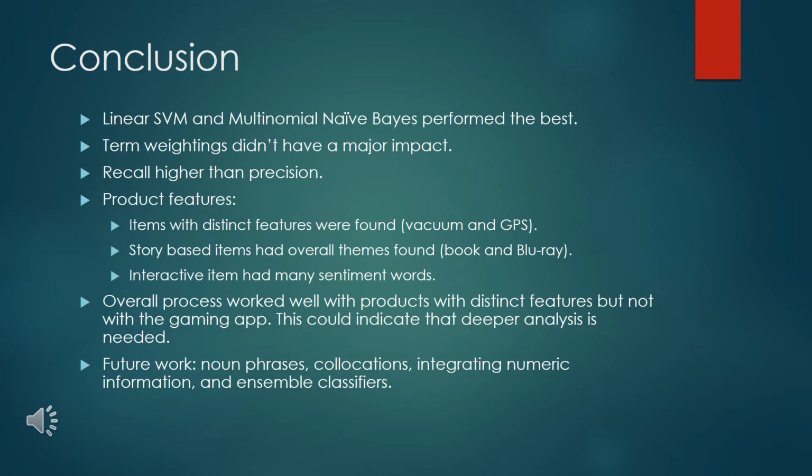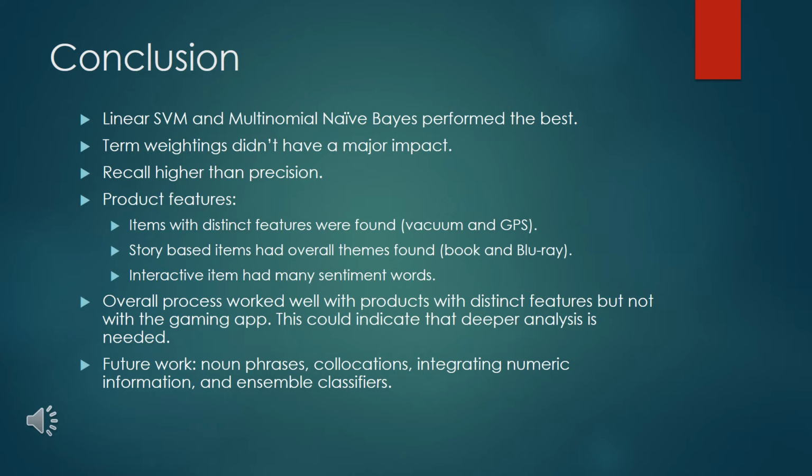As far as the third goal and the product features, what you got from looking at these various items is that items with distinct features, such as the vacuum and GPS, had these product features found. We saw that with both those items. But items that are story-based, such as the Wreck-It Ralph movie and the Twilight book, had overall themes and nothing too specific about them. Now, there might be more specific features looking at a larger list of the features that were extracted, but for the most part, it was just these overall themes.